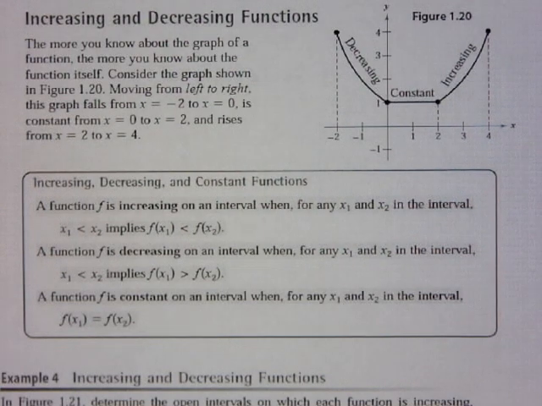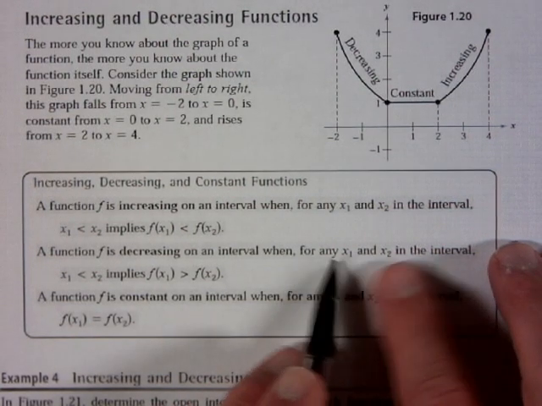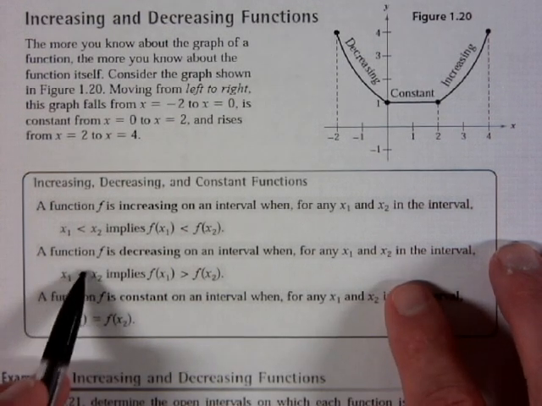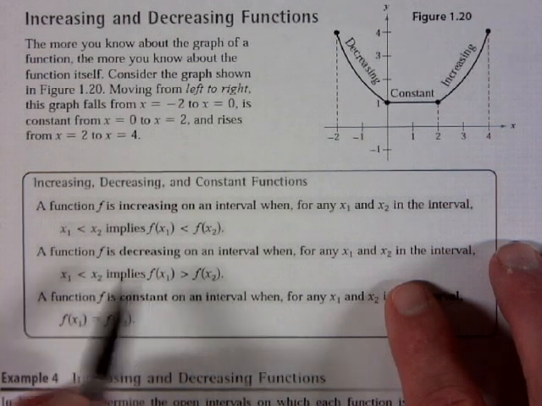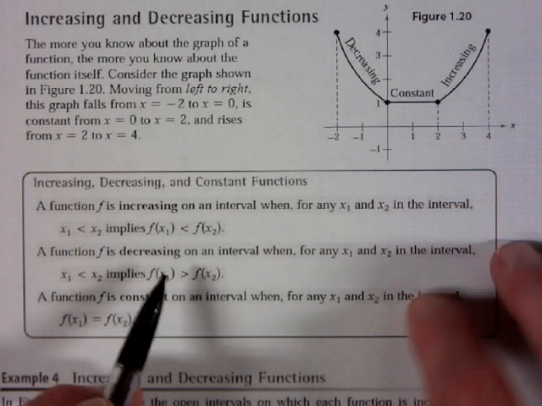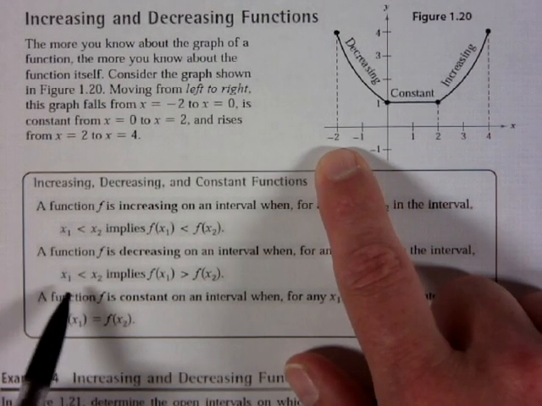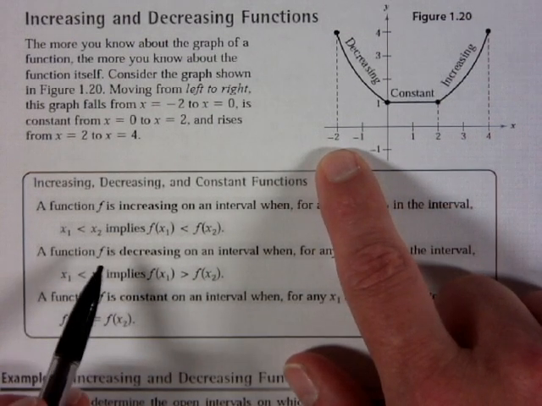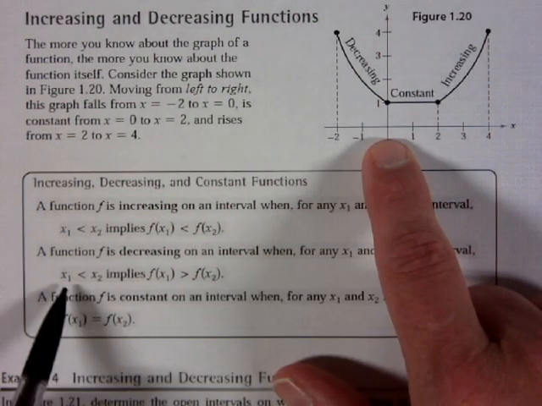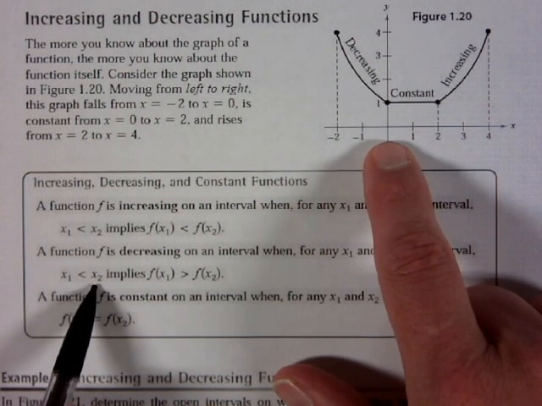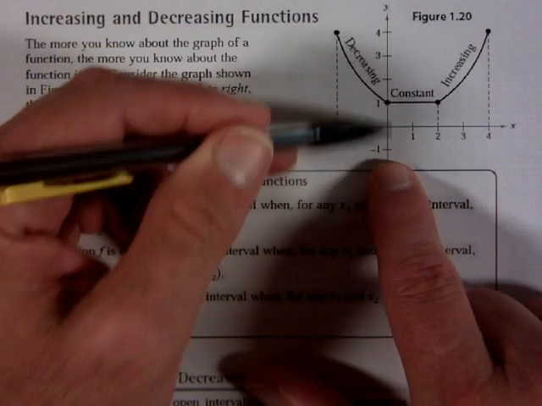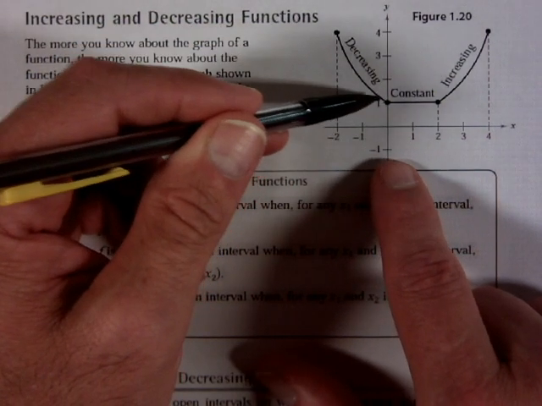Okay, so decreasing on the interval: for any x sub 1 and x sub 2 in the interval, if x sub 1 is less than x sub 2, then f of x sub 1 is greater than f of x sub 2. So it's kind of the opposite for decreasing. Like here, if we look at the decreasing interval on the graph that we have, here's my x sub 1, -2, and my x sub 2 is 0. So x sub 1 is less than x sub 2, but when I plug it into the function, what happens? If I plug in -2, I get 4. If I plug in 0, I get 1. All right?